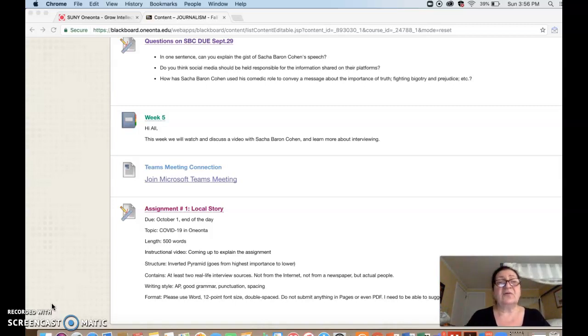Let's say you're talking about COVID-19 in Oneonta and you want to speak with a healthcare worker. You can just pick up the phone and call up Well Now, or you can call Bassett, or you can call SUNY Oneonta and ask to speak to a representative, a spokesperson, usually a person who represents an institution or organization or business, goes by spokesperson, regardless of their official title.